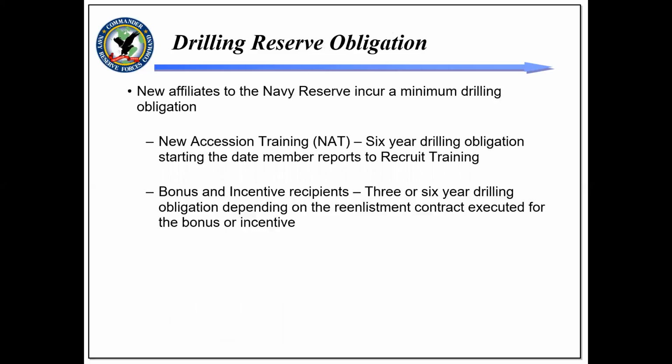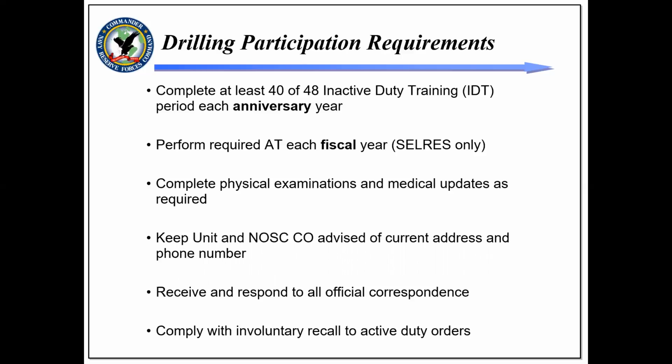Drilling Reserve obligations. New affiliations in the Navy Reserve incur a minimum drilling obligation. New Accession Training, NAT, sailors have a 6-year drilling obligation starting the date the member reports to recruit training. Bonus and incentive recipients have 3 or 6-year drilling obligations depending on the re-enlistment contract executed for the bonus or incentive. Drilling participation requirements: complete at least 40 to 48 Inactive Duty Training, IDT, periods each anniversary year.